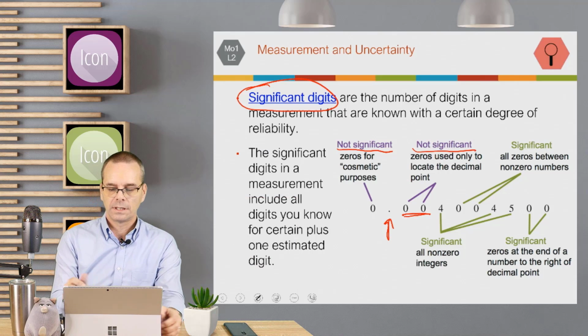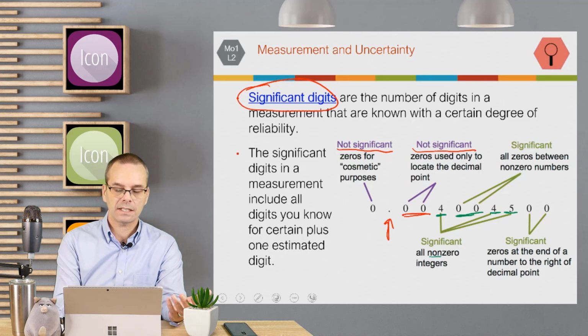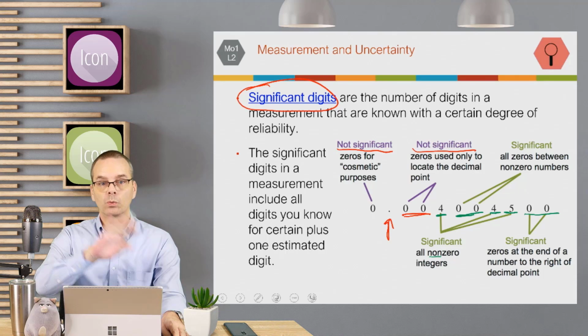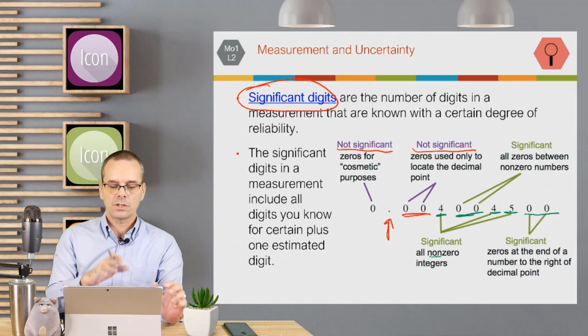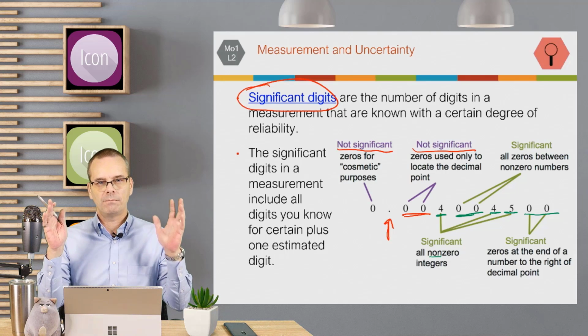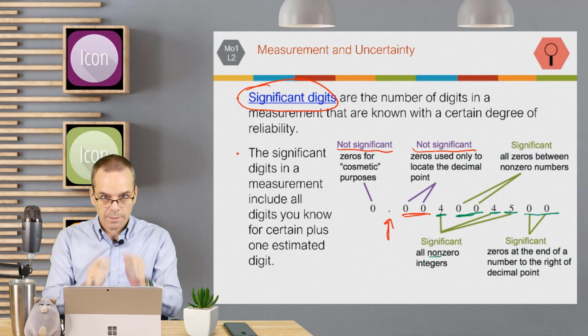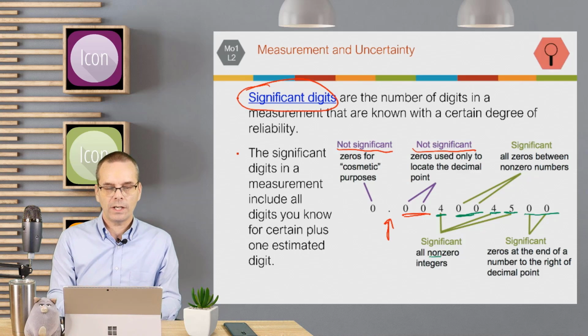What is significant are all zeros between the non-zero numbers. Those are significant. Any non-zero number is significant. All right? Any number that's not zero, that's significant. And then also zeros at the end of a number, to the right of the decimal point. Those are significant. So this helps us to take very, very fine measurements, because that's what science wants. They want very fine measurements to say, okay, well, what's important and what's not important in this measurement? So we can go ahead and look at that.